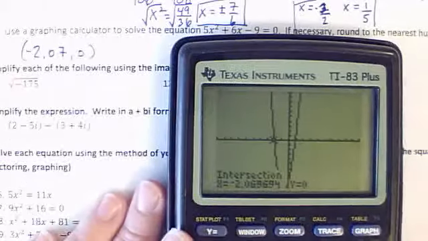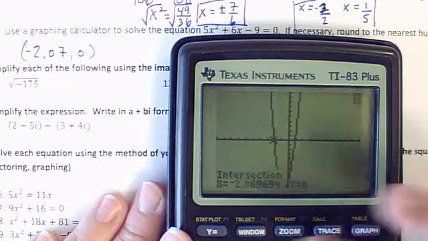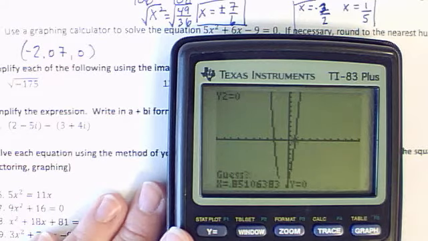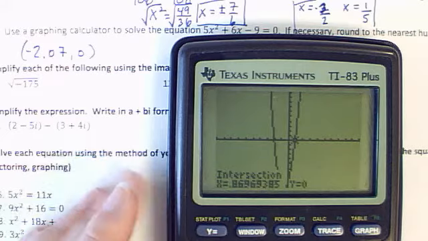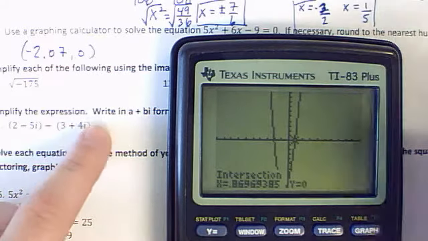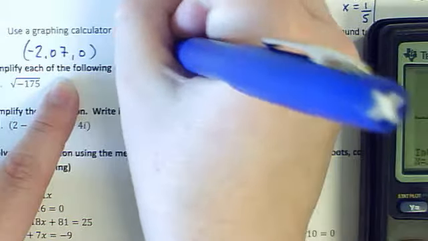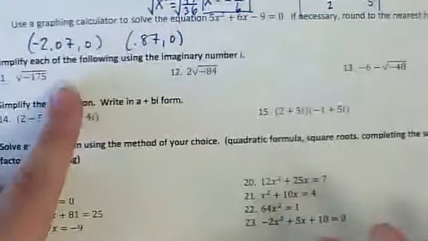Okay, then we're going to repeat that process for this 0. So second trace 5. Move your cursor to where it's around that 0. Hit enter until it says intersection. So this one would be 0.87, 0. So there are your 2 zeros using the graphing calculator.